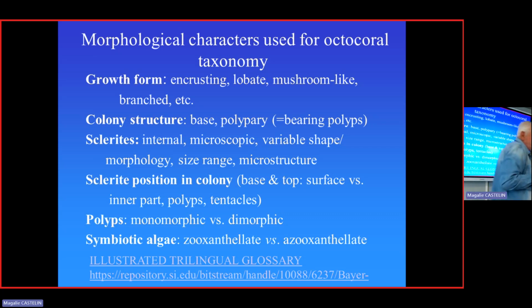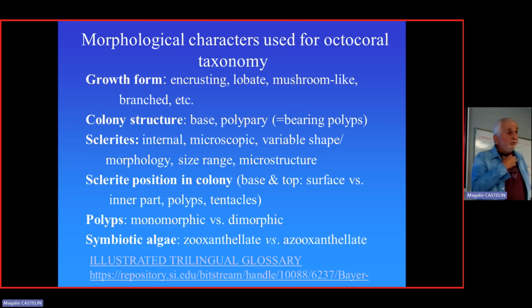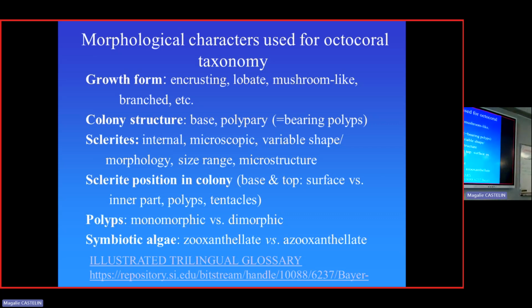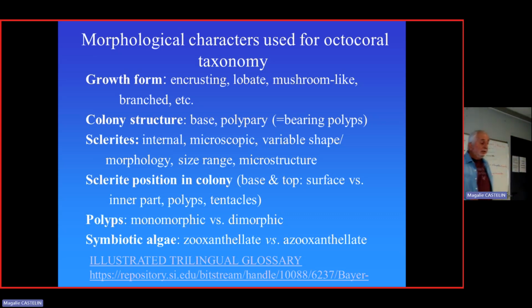But I think that morphology is something that should be appreciated. Because at the end of the day, once you get a sequence, you want to give it a name. And the name doesn't come with a printer which is attached to the sequencer. You need a taxonomist who is looking for the growth form and asks himself whether the colony is encrusting, lobate, mushroom, branch, etc.